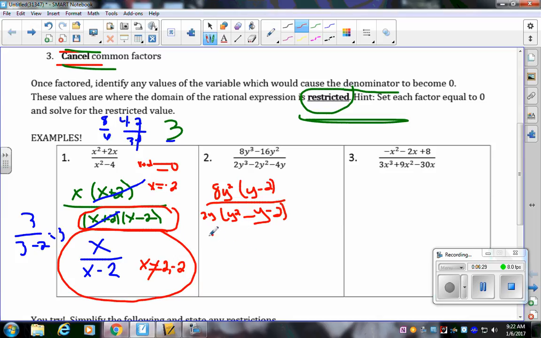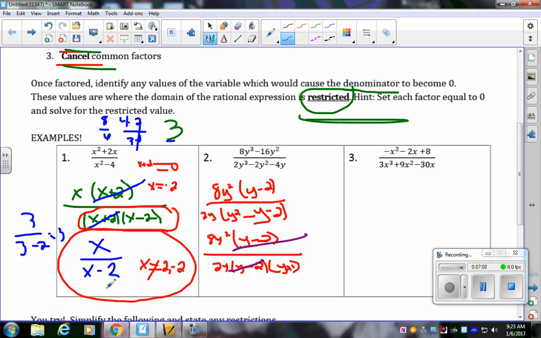Okay, so I've got 8y squared times y minus 2 all over 2y, y minus 2, and y plus 1. Okay, cancel common factors. I can cross off the y minus 2's. Now, the 8y squared and 2y. They're attached because that's 8 times y times the y minus 2. Okay, and in the denominator, I have 2 times y, etc. So I am allowed to reduce those.